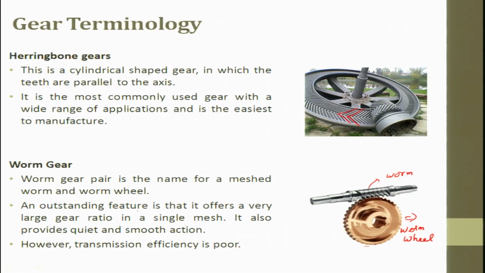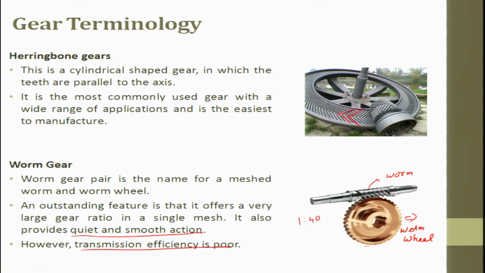An outstanding feature is that it offers a very large gear ratio in a single mesh. Generally, we talk about 1:40. So, if you rotate this 40 times, maybe this gear rotates one time. It could provide a quiet and smooth operation. The transmission efficiency is relatively poor as compared to that of herringbone, spur gear and helical gear.